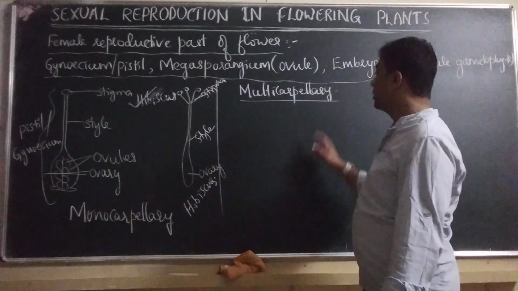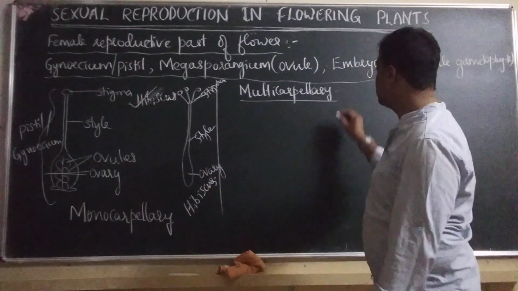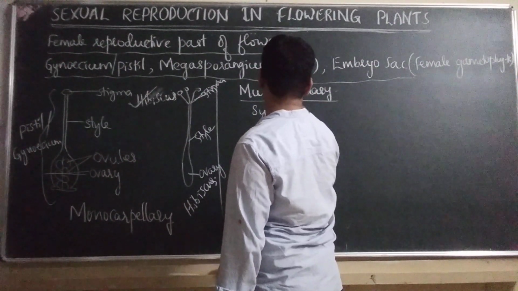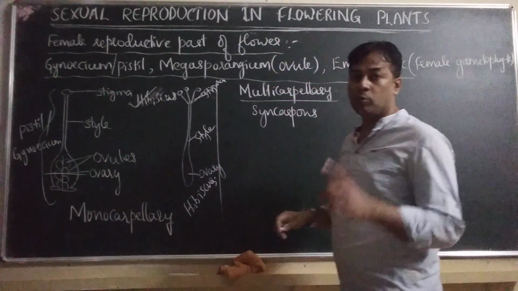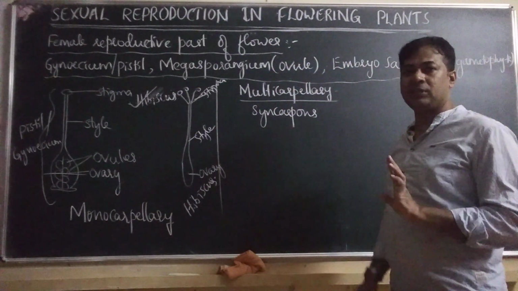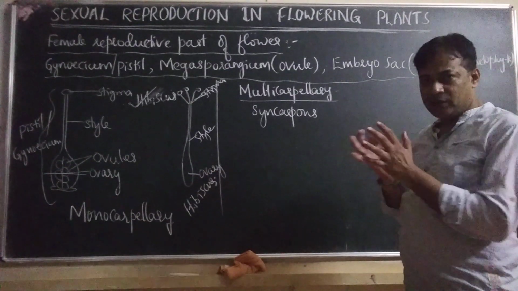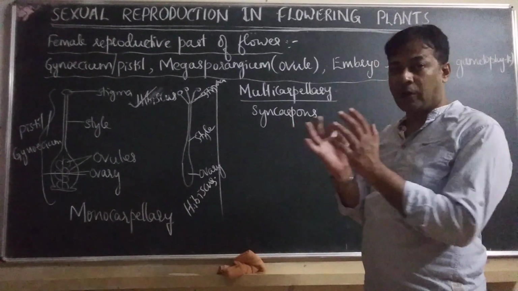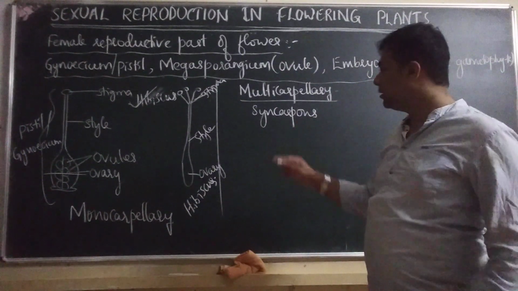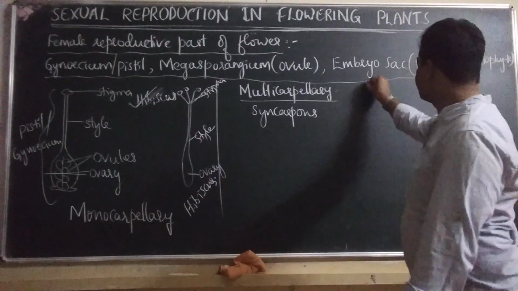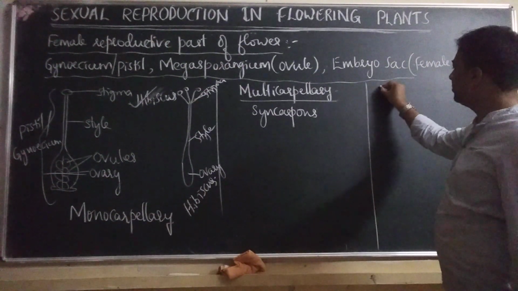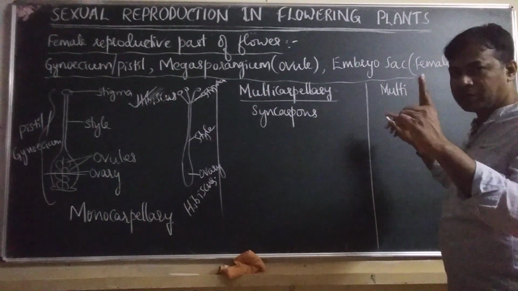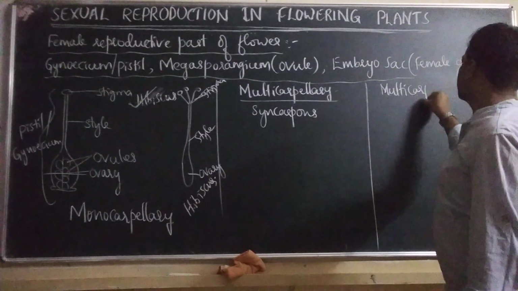What about multicarpellary? In that again there are two types: syncarpous and apocarpous. Multicarpellary means more than one pistil or more than one carpel is present. How are they present? Are they joined together or are they separate? If the carpels join together and make one bundle, then it is called syncarpous. If it is more than one carpel or more than one pistil or more than one gynoecium, then it is multicarpellary.